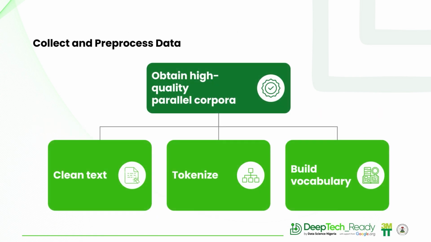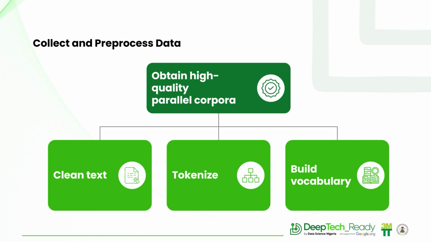Before training a machine translation model, cleaning and pre-processing the data is a crucial step to ensure better model performance. First, we need to clean the text by removing special characters, duplicate entries, and other unwanted symbols that might confuse the model.